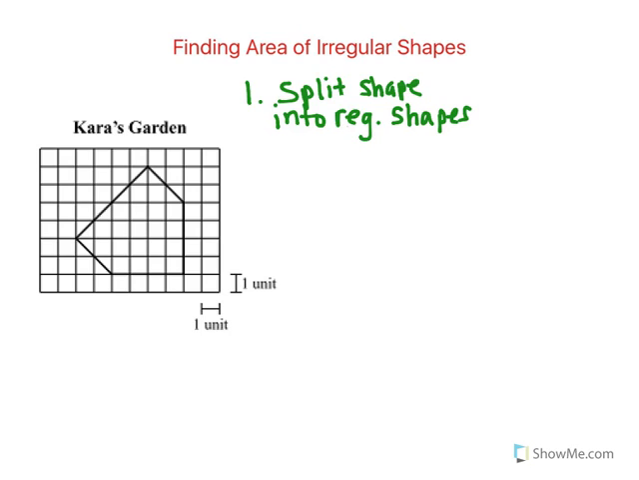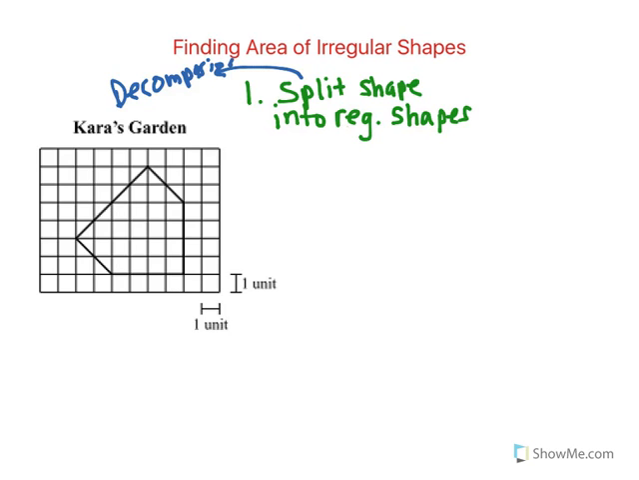Step 1 is to split your irregular shape into shapes that you can sort of work with a little bit better. Now, when I use this word split, I'm going to really explain that what you're really doing is you're decomposing, because I want to use my good math vocabulary. So we're going to decompose this.